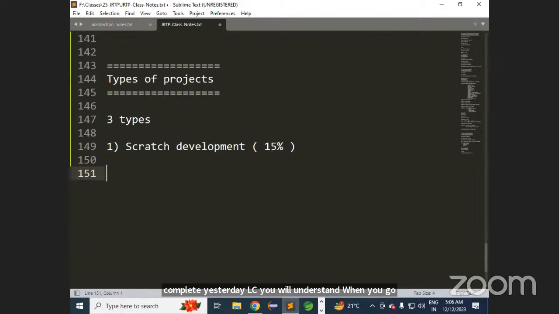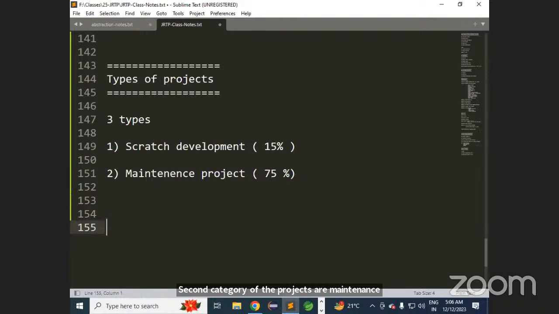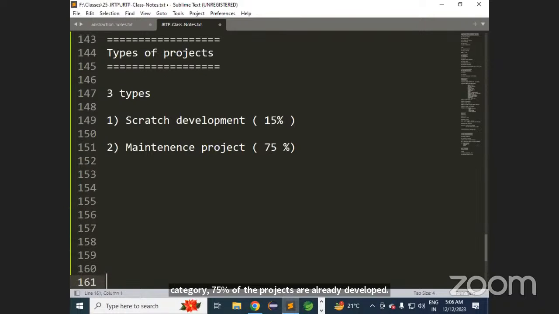Then the second category of projects is called maintenance projects, guys. 75% of the projects are already developed. They are under maintenance. This is a little risky job because development is already completed and the project already delivered to the client. We are making some changes in the existing application, that is called a maintenance project.